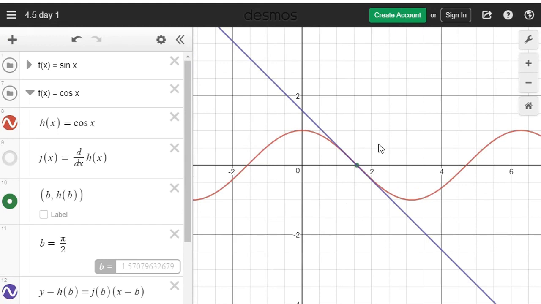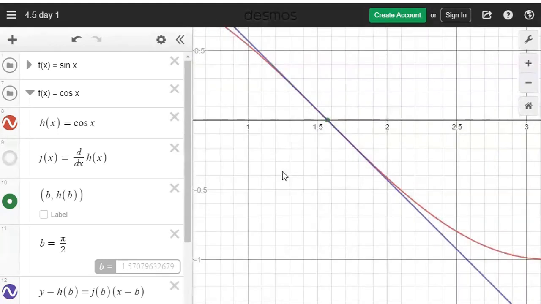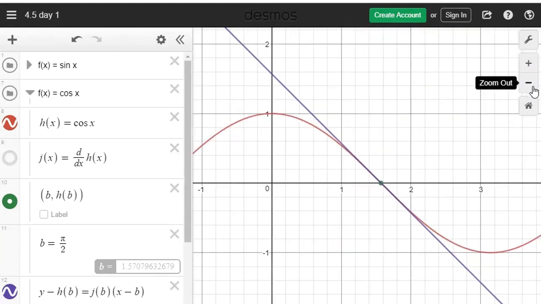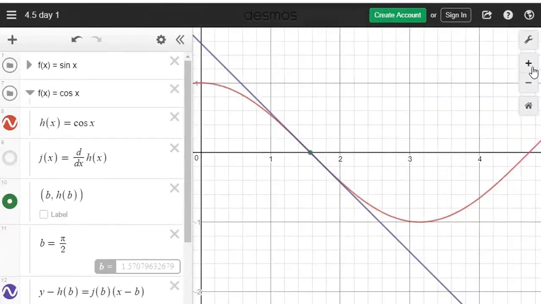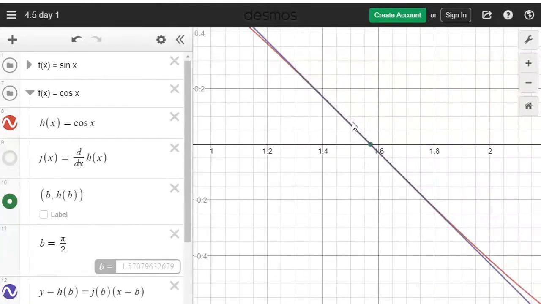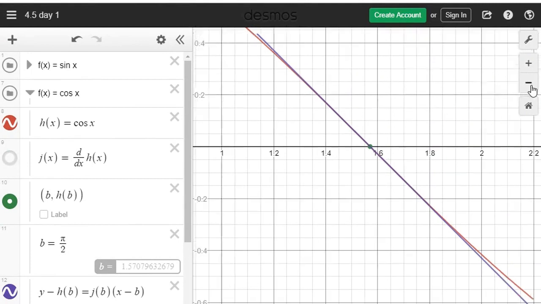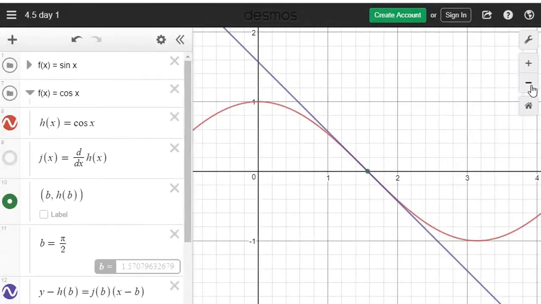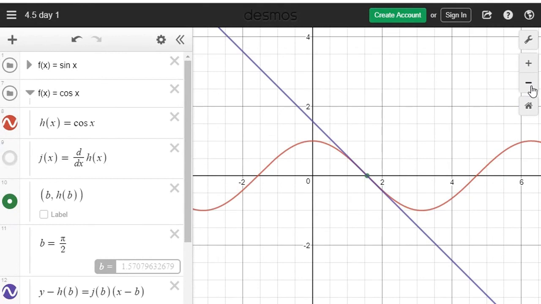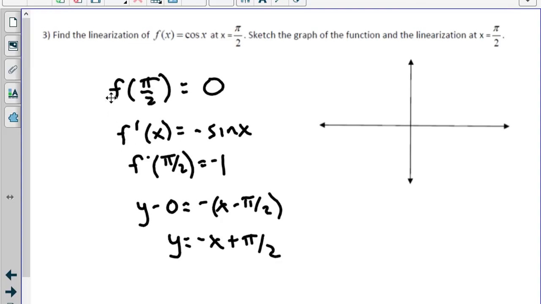And what we see is we have a linearization that is y equals -x plus pi over 2. It intersects there, and we can find good approximations around x equals pi over 2. But again, as we get further away, our linearization gets worse and worse.